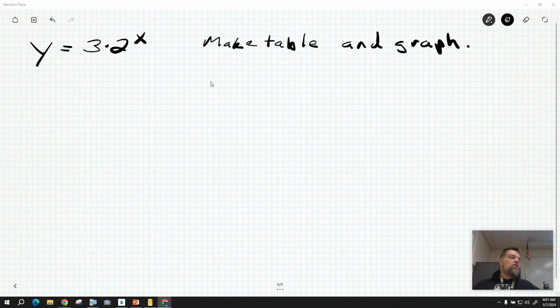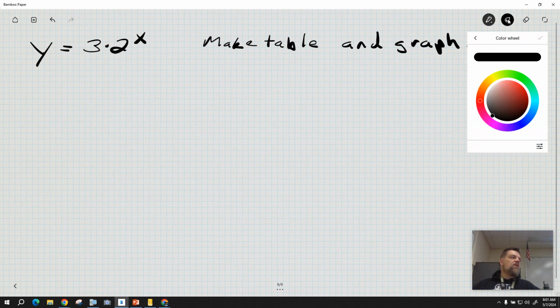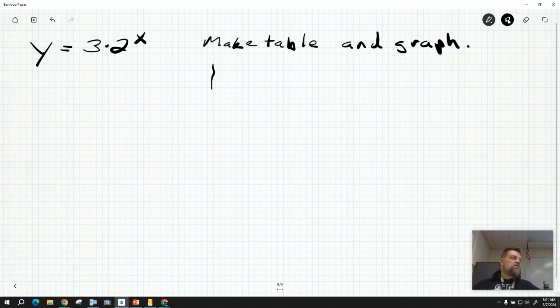All right, so we need to make a table, but remember on our table that perfectly drawn table. I know what you're thinking, Mr. Adams, that is an amazing drawing.